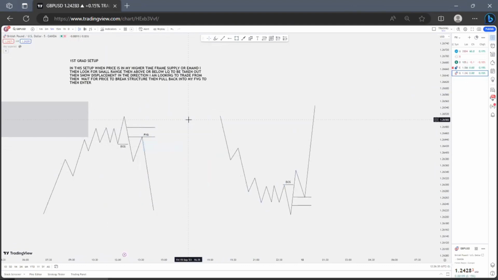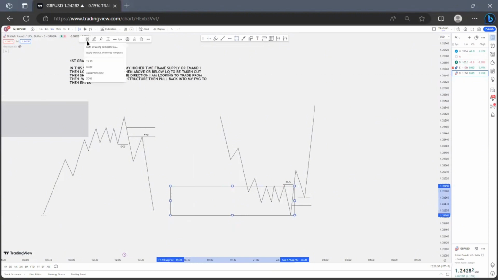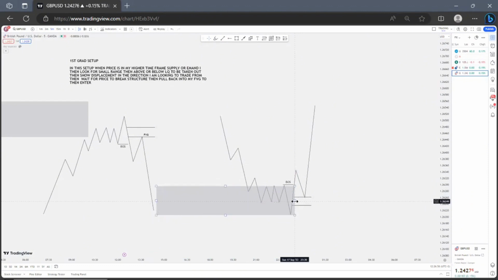But if you are looking for buying opportunities, it's still the same scenario. I want to see price pushing down into my demand area. This is our higher time frame demand. So I want to see price pulling into my higher time frame demand, and after price has pushed into it, I then want to see this range here. Once I see the range, I want to see liquidity being taken out of this range. So I want to see price taking out this liquidity here.